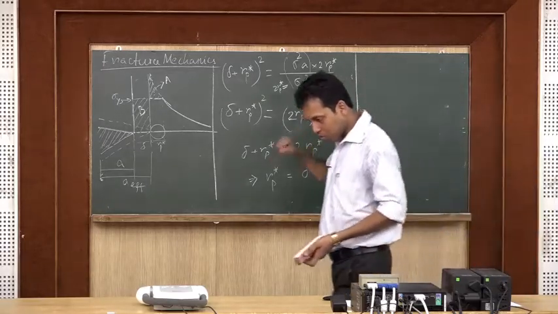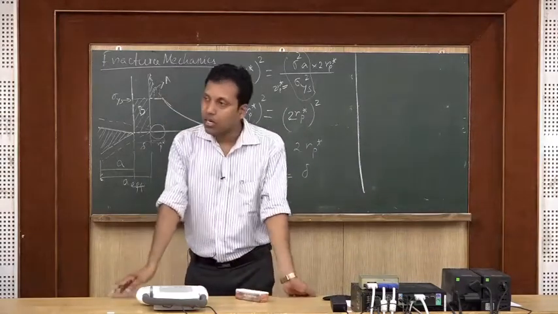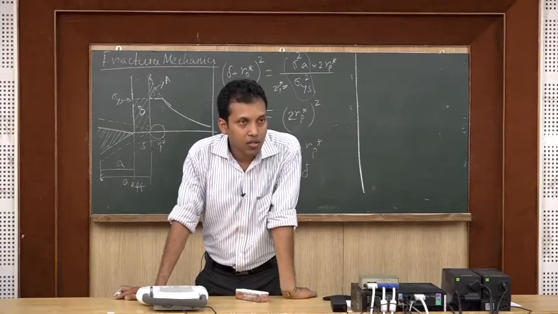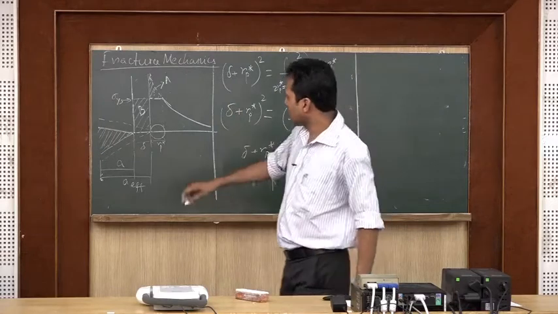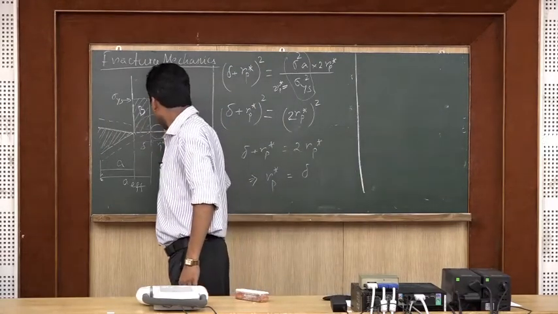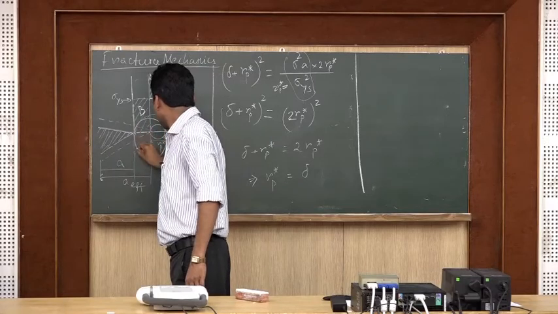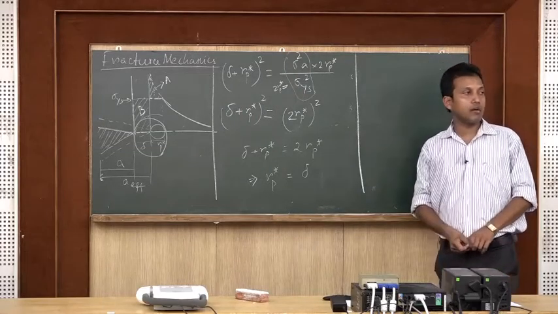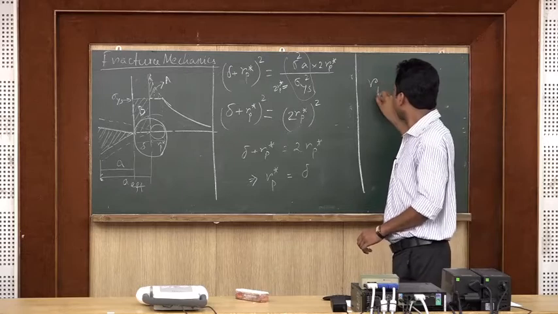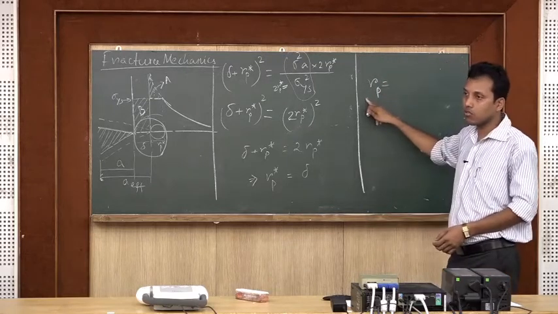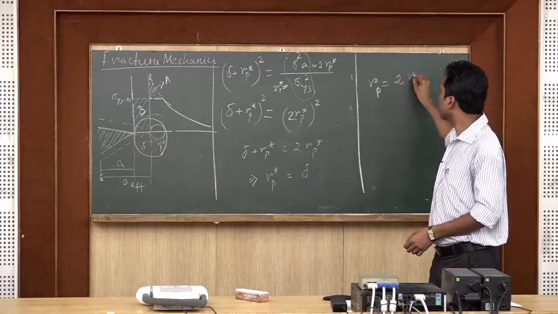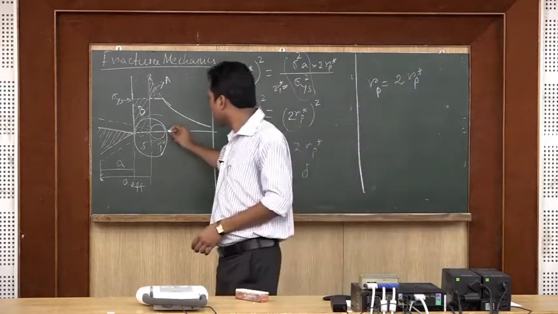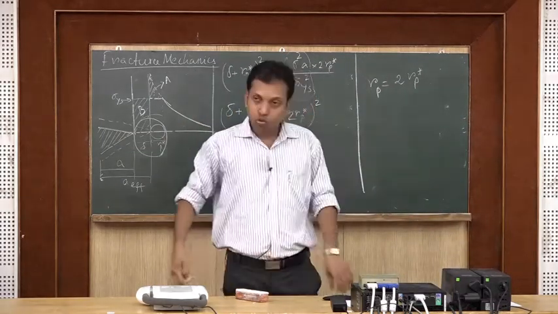Okay, that means the extra crack length delta that we have considered is equal to another rp star. Or we can say that the actual plastic zone size, that is delta plus rp star, instead of delta I can write rp star. So rp, which is the actual plastic zone size of a material, equals 2 rp star. Okay, the plastic zone size rp equals 2 rp star.